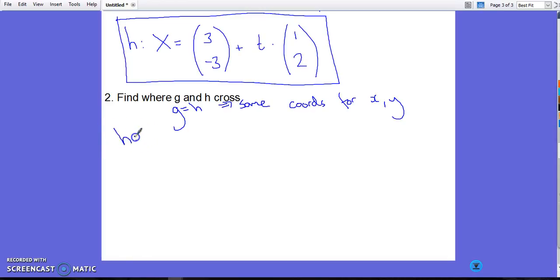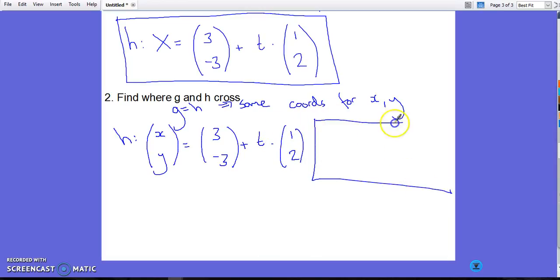If I rewrite H, instead of using here a big X, what I can say is that this big X represents the point xy, and that's (3, -3) plus t times (1, 2). And just to remind ourselves, I'm going to write G here, which was x plus 2y is equal to 7. So instead of writing it in vector form, I could multiply this vector and scale it out here and have t times 1 on the top and t times 2 on the bottom. And I could make two equations, one from the top row and one from the bottom row.